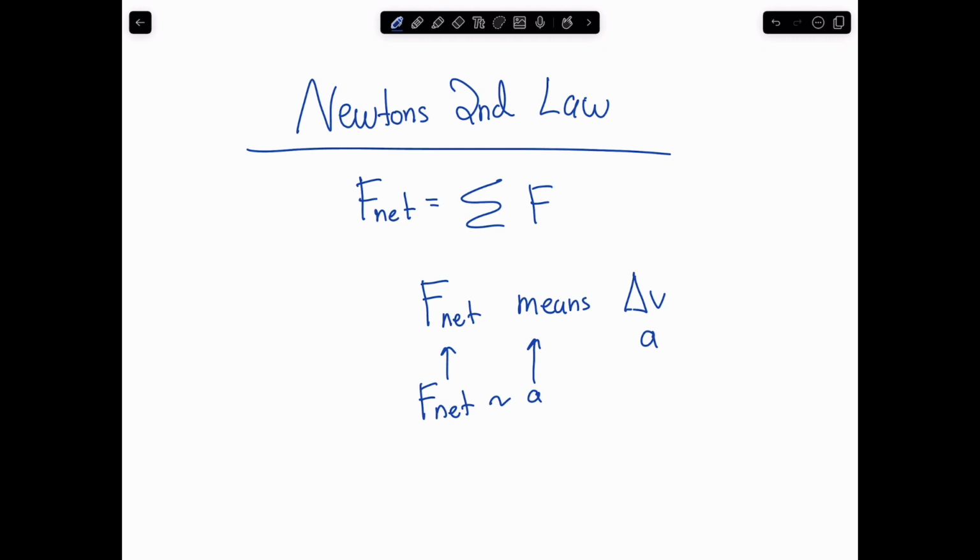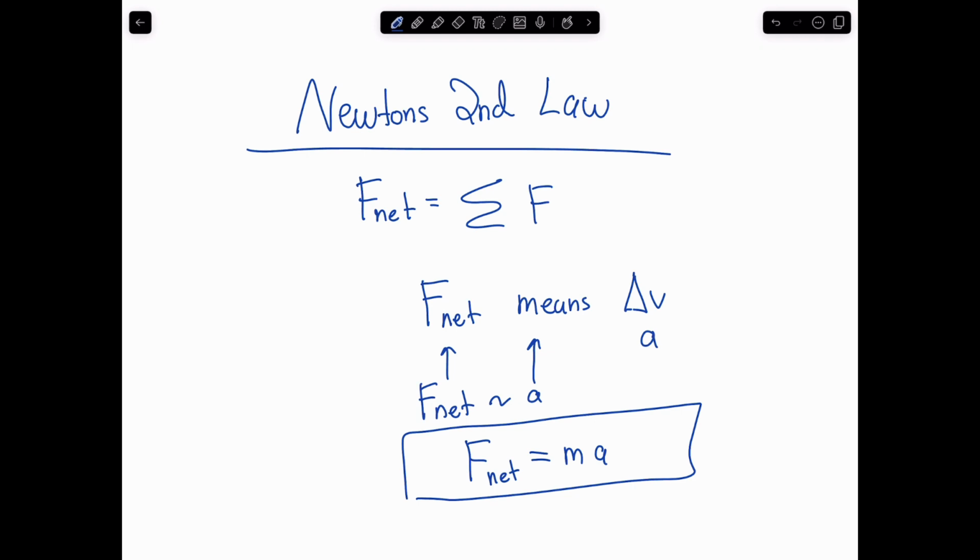And this is where it all comes together. F net equals ma. This is a crucial equation to know. In Physics 1, this is your child, this is your baby, this is everything you love. F equals ma is the most important equation in Physics 1.